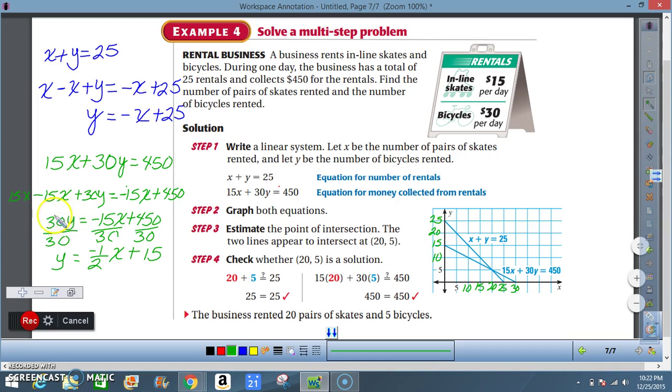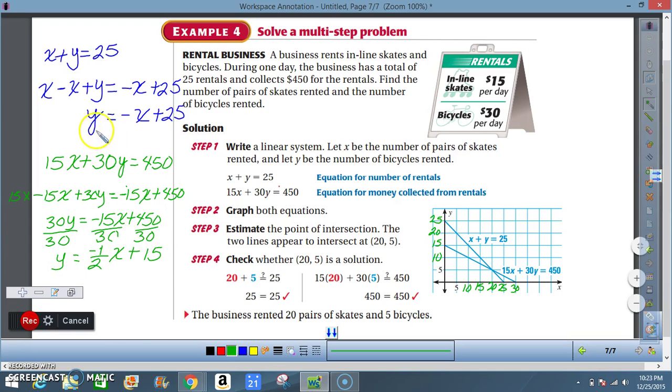Once again, I'm trying to get the y by itself. It says 30 times y. So what's the inverse of multiplication? Division. So I divide both sides by 30. 30 divided by 30 is 1, so I'm left with just 1y. I got a negative 15 divided by 30. I'm going to reduce that. 15 goes into 15 once. 15 goes into 30 twice. And the negative sign is still there. Why? Because a negative divided by a positive is a negative. And then 450 divided by 30 would be 15. The zeros cancel out, and 3 goes into 45 15 times.